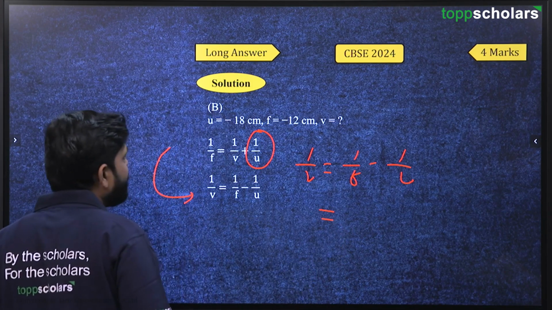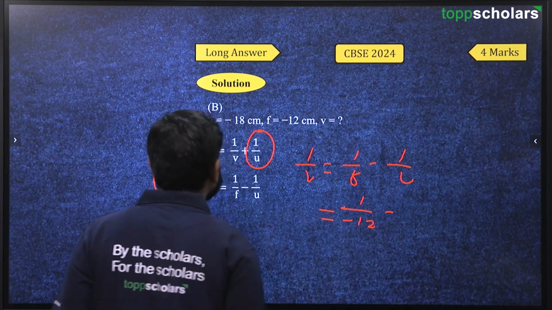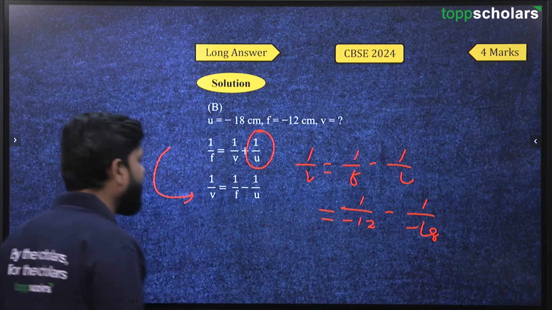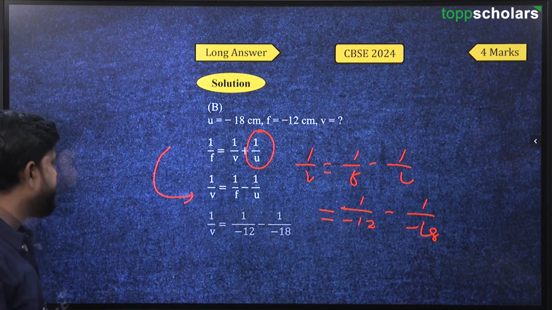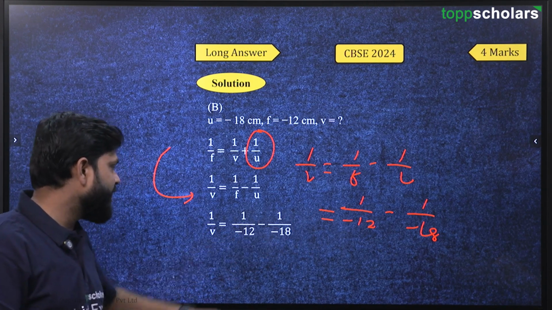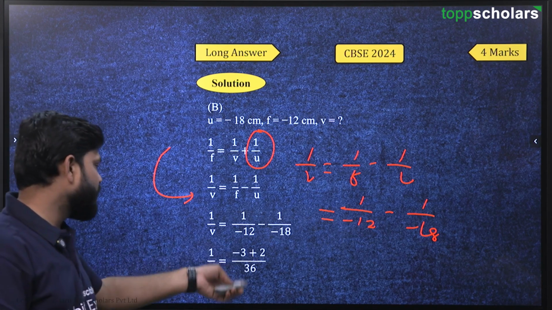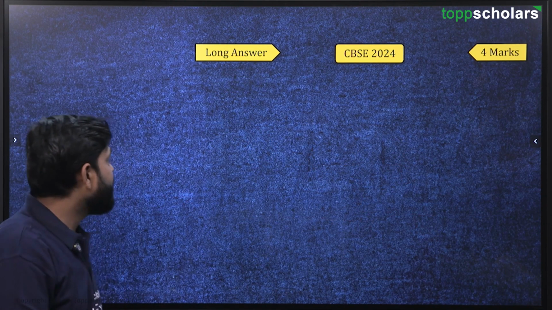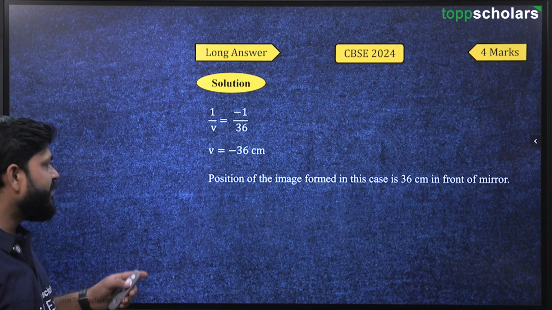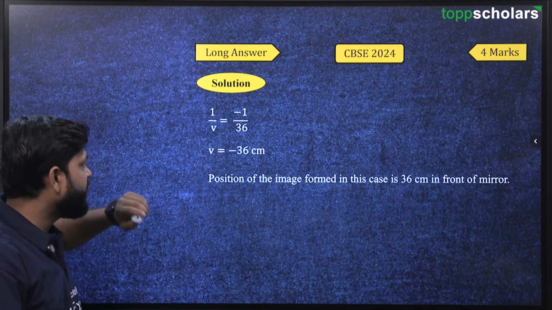And F is what? That is minus 12. 1 upon minus 12 minus U is what? 1 upon minus 18. Now, when you calculate this, what will you get? See here, 1 upon minus 12 minus 1 upon 18. This will become plus 1 upon 18. So you will get what? Minus 3 plus 2 upon 36. So V will be equal to minus 36 centimeter. So the position of the image formed in this case is 36 centimeter in front of a concave mirror. Getting my point?